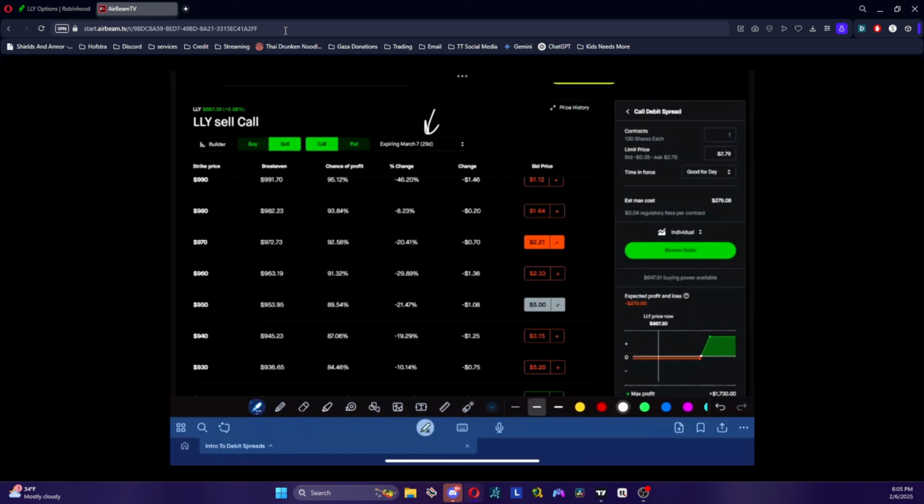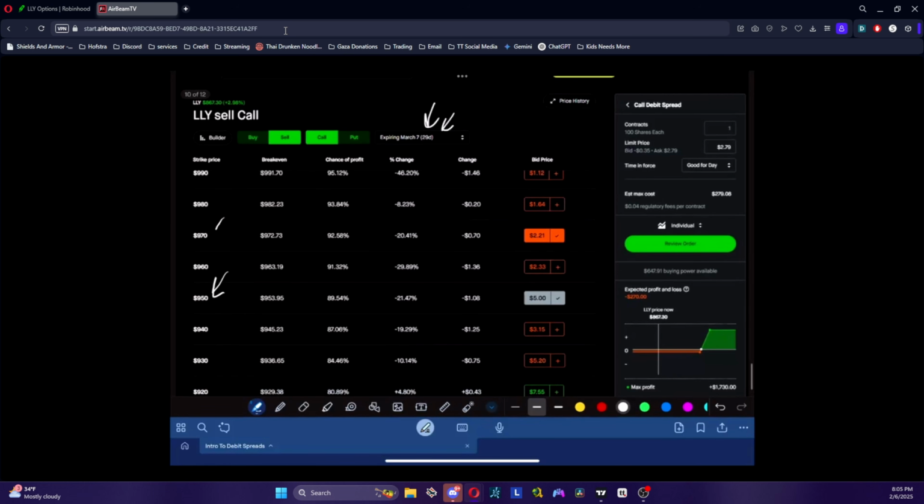Now, what we can do here is we could get it farther out, for example, the March 7th, 29 days out. And we can go farther out of the money. Because if we go farther out of the money in the debit spread, our costs would be lower and our max profits will be higher. So for this example, I am buying the 950 contract and I'm selling the 970 contract.